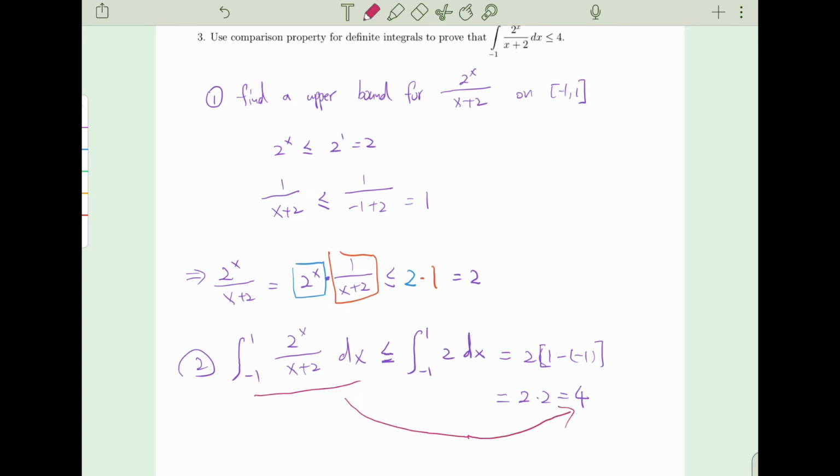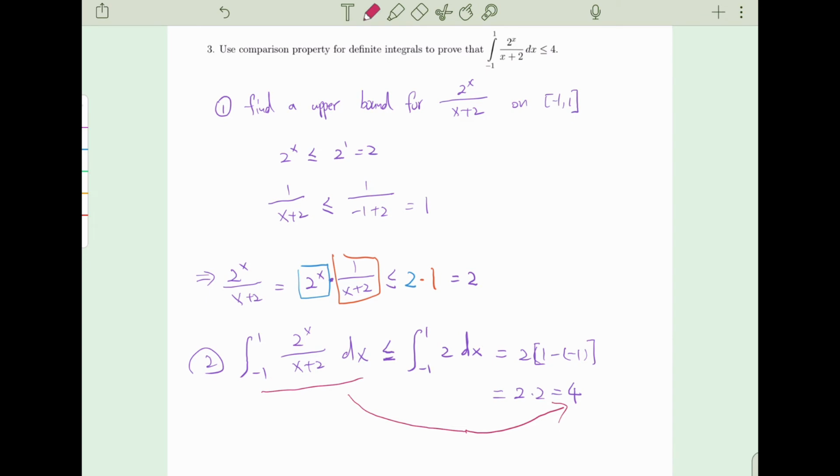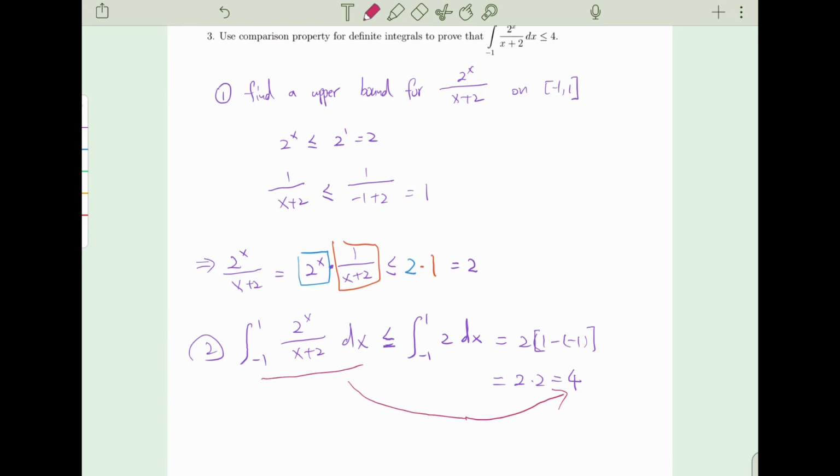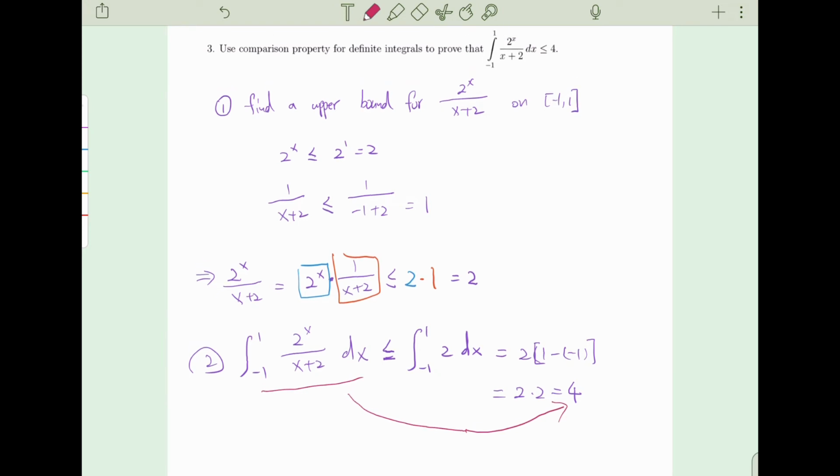It's a proof type question. We can actually get a better bound if we use the first derivative method to find out a better upper bound, but we're not doing that here. Just get a taste of this question. We will do better in the following exercises. So that is our question 3.